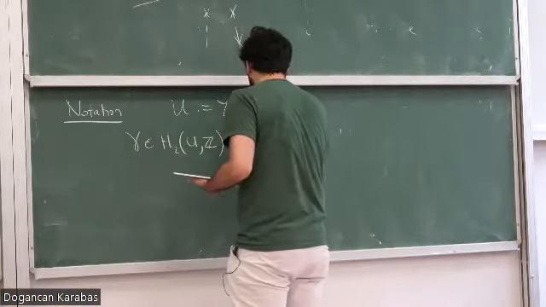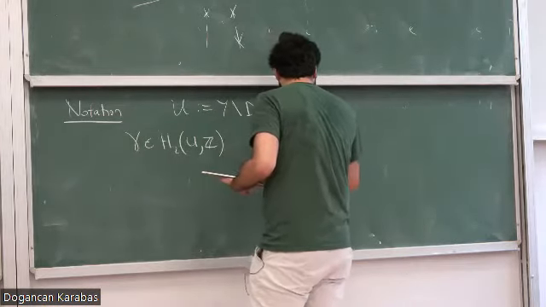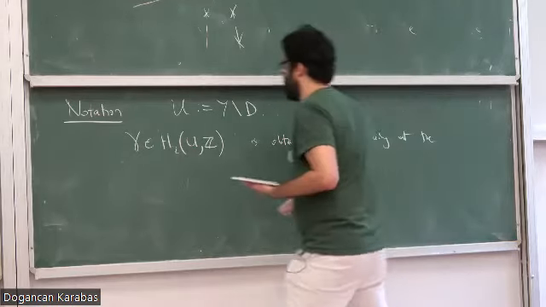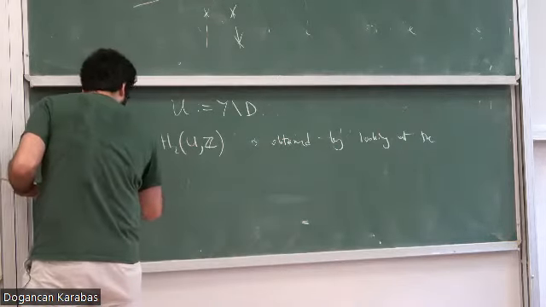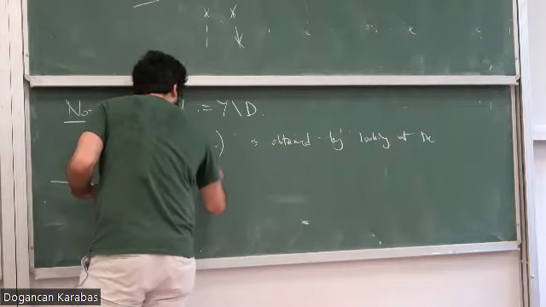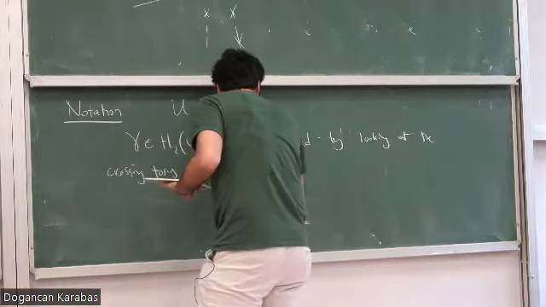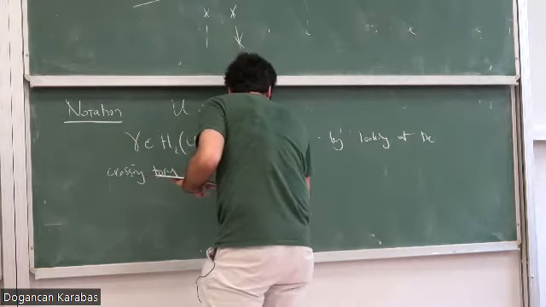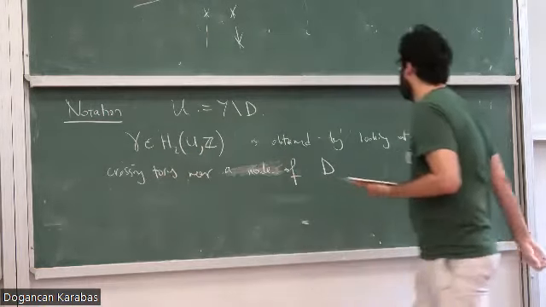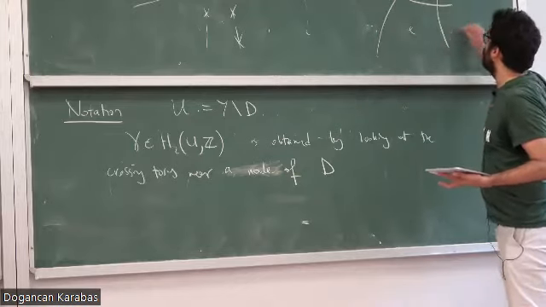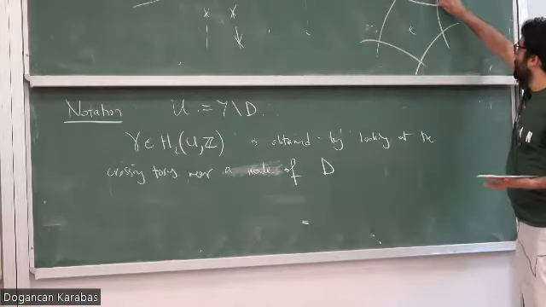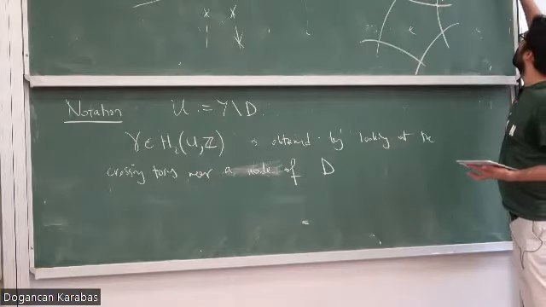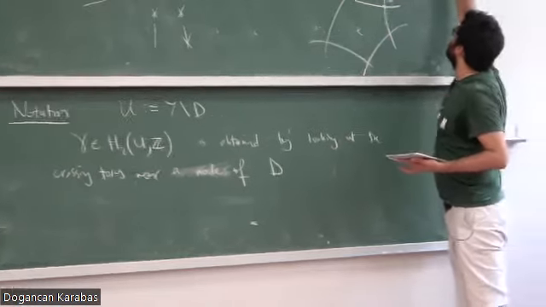And it is obtained by looking at the crossing torus near a node of D. Okay, so I have this D, here I have something like this. And if I just focus on here, I have this node. And here, locally, this just looks like C inside C2.